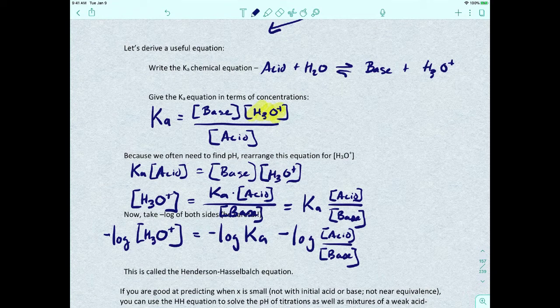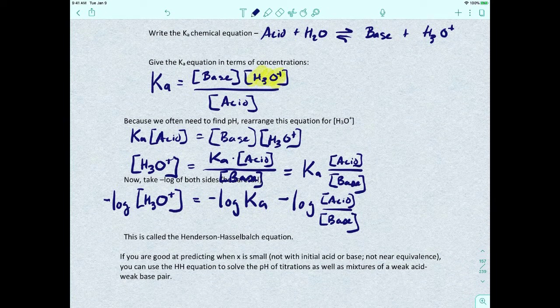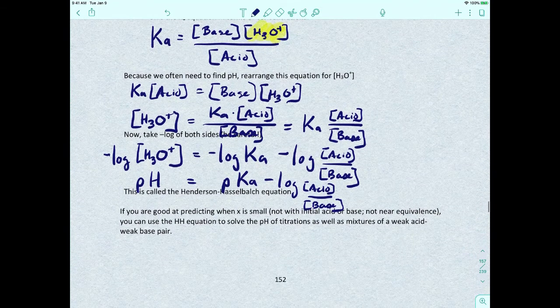Okay, so there's a reason why we did this, because look, the negative log of the concentration of H3O+, that by definition is pH. Negative log of Ka, that by definition is the pKa, and then you'll have minus log of the concentration of the acid over the concentration of the base.